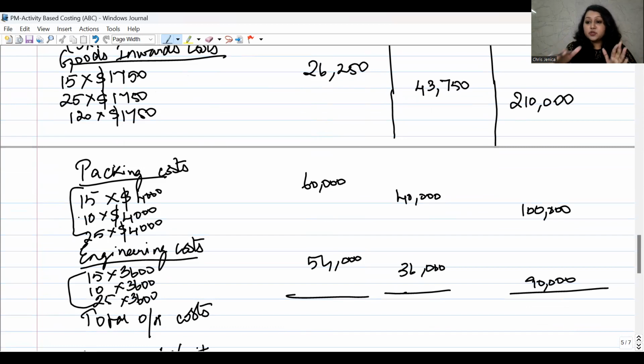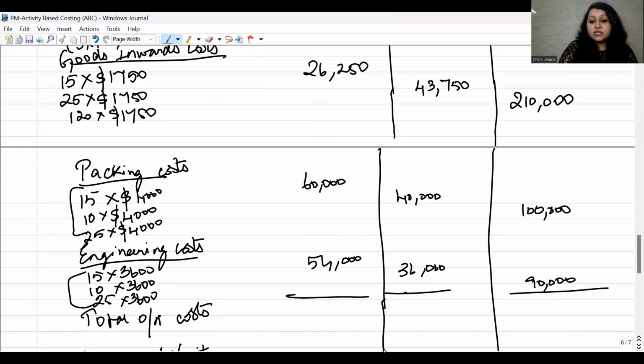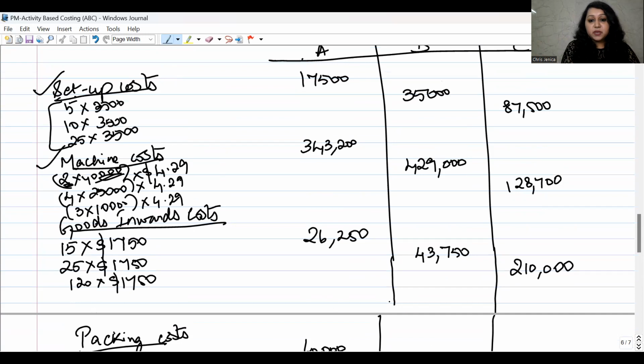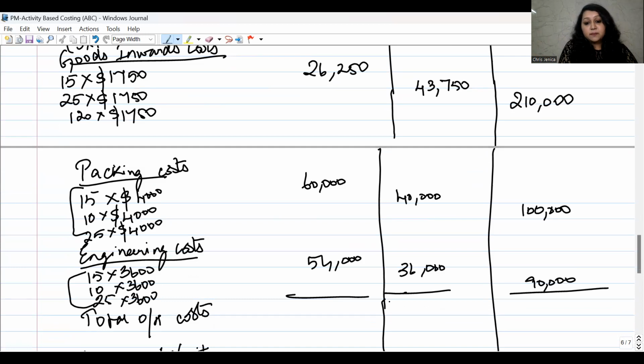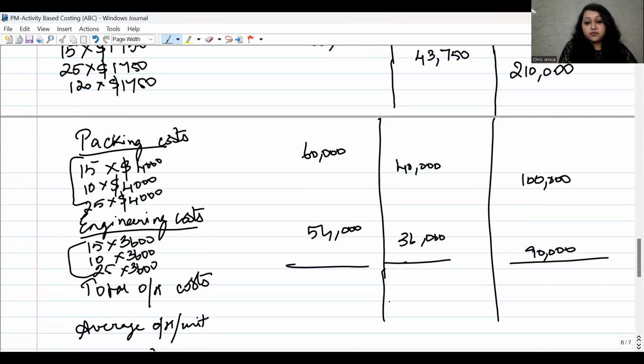So now we have absorbed the cost into product A, B, and C. Now let's arrive at the total overhead cost. What is the total overhead cost here? For product A, it's going to be 17,500 plus 343,200 plus 26,250 plus 60,000 and 54,000. It's going to be 500,950.